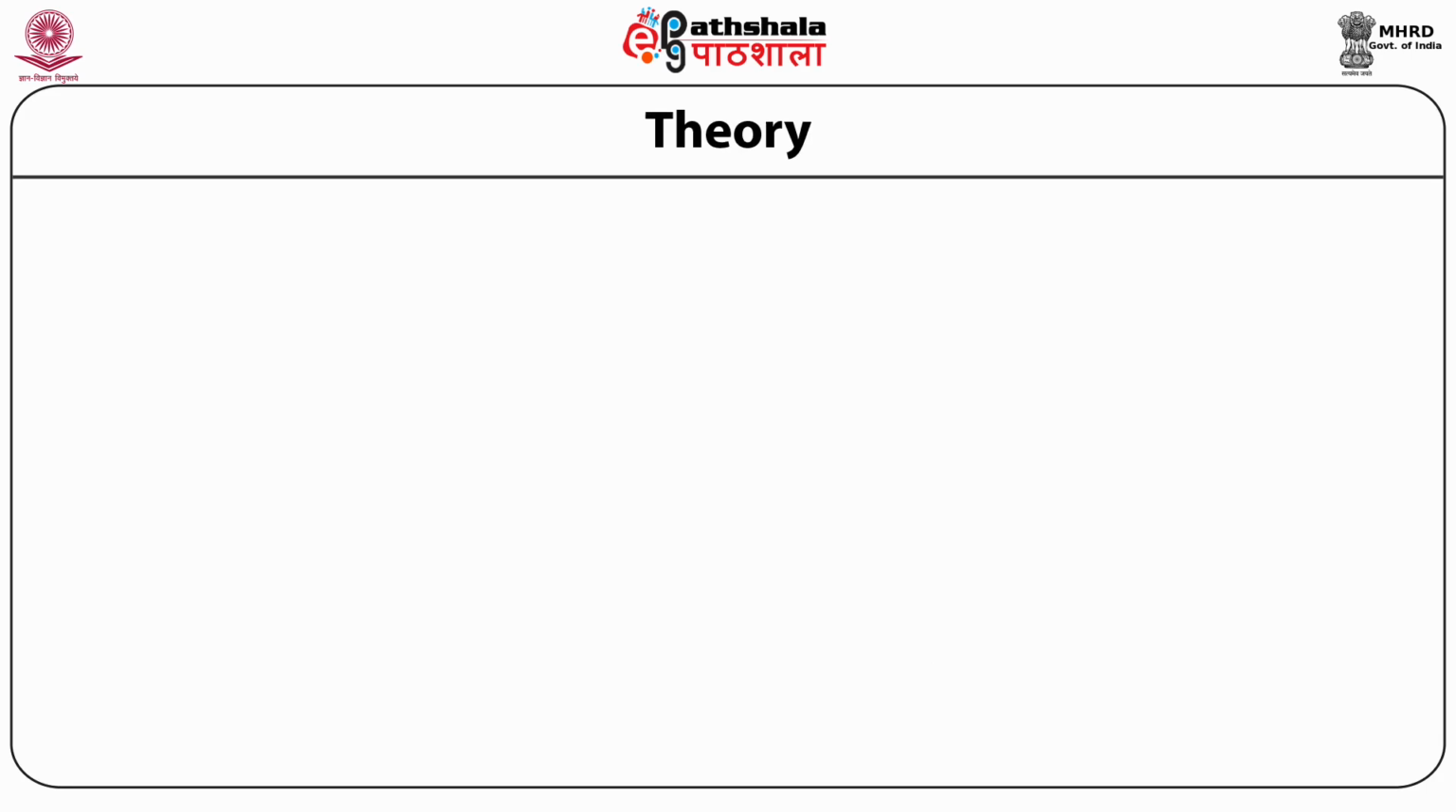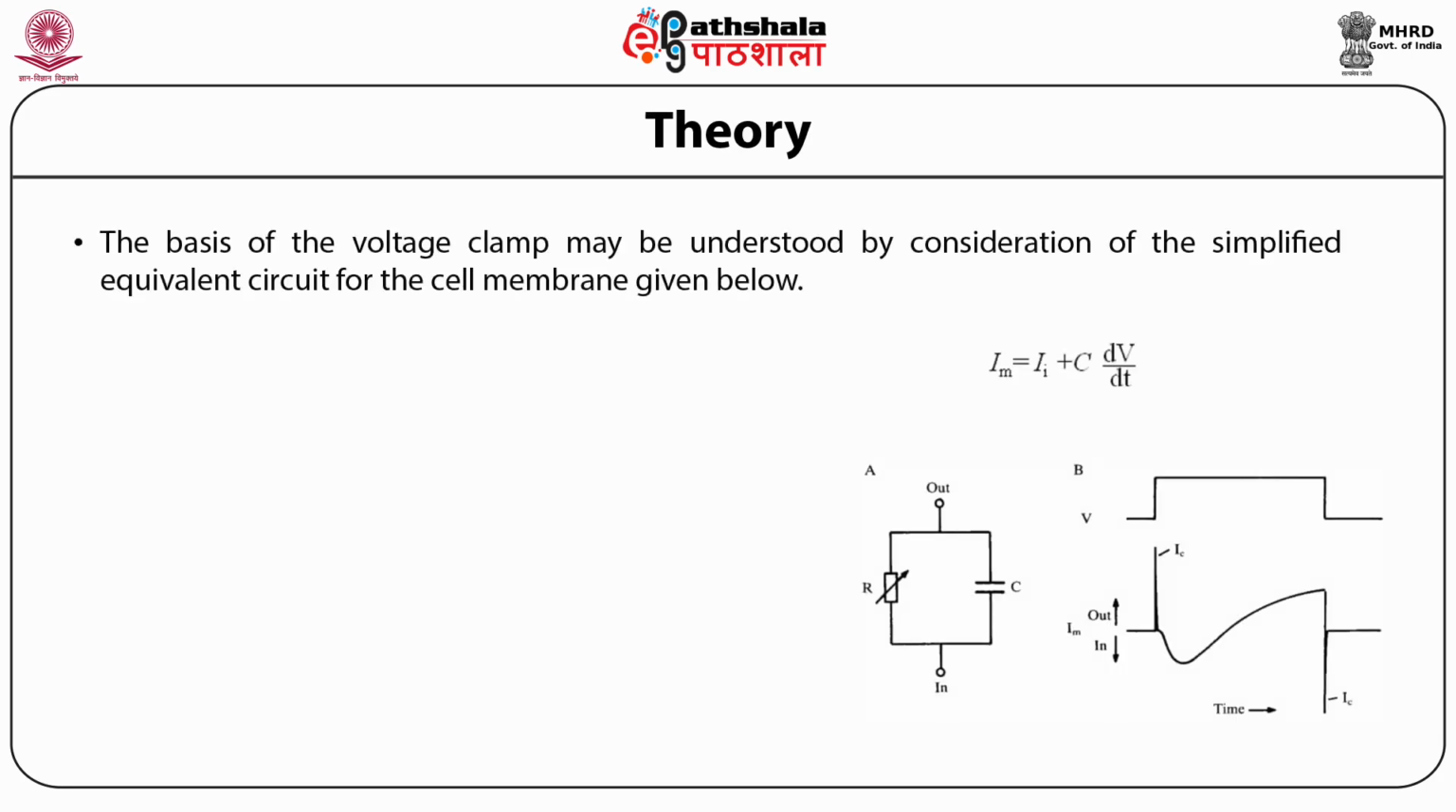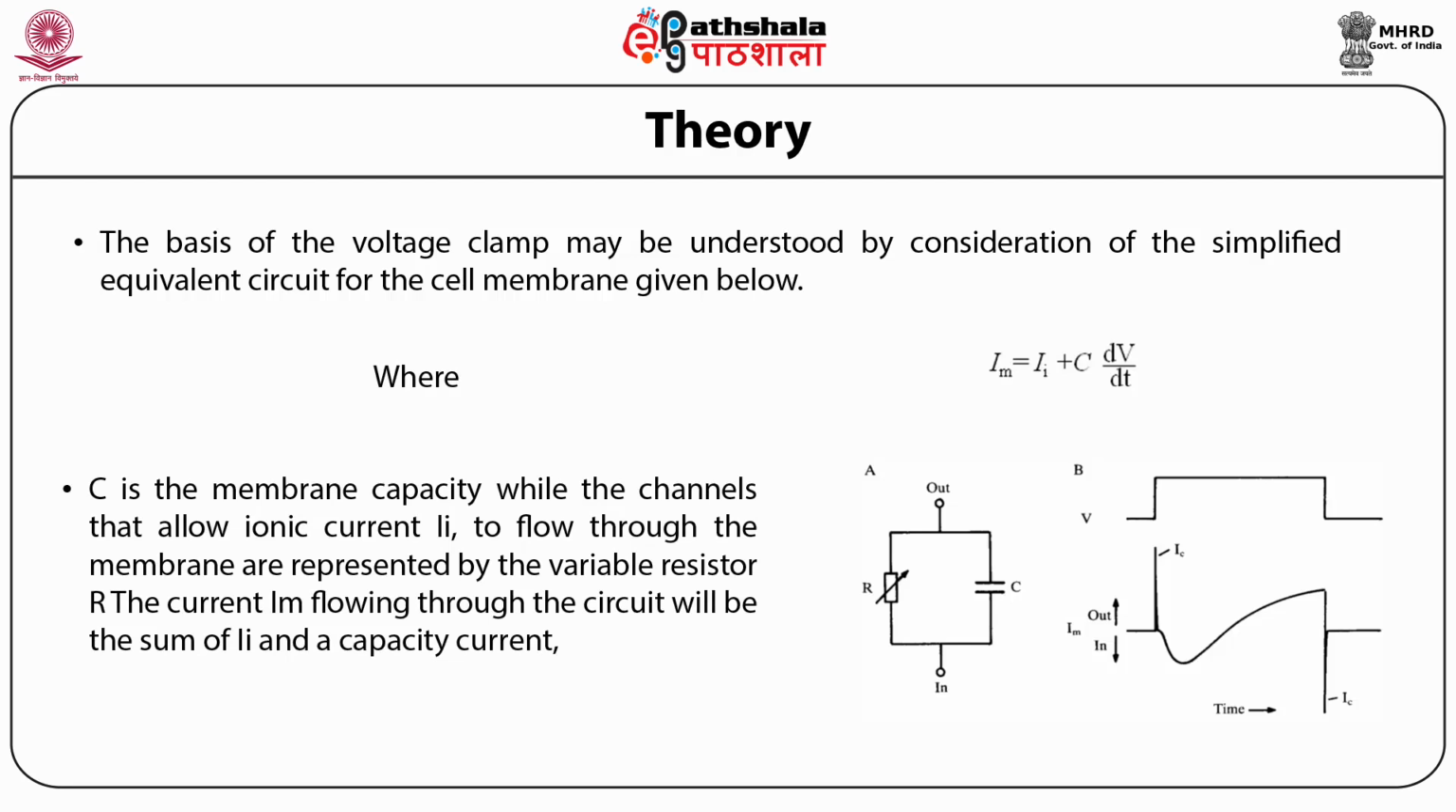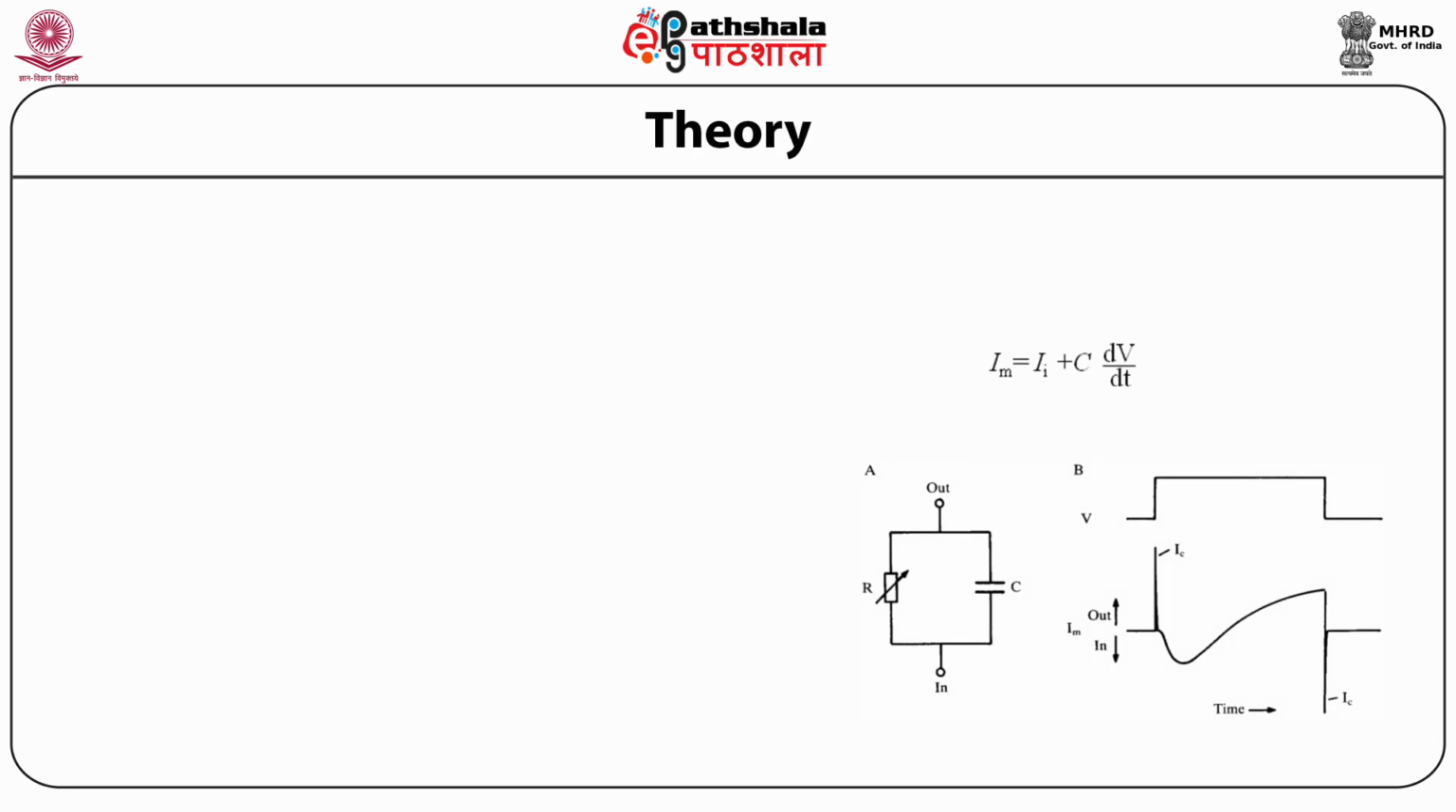Coming to the theory, the basis of voltage clamp may be understood by consideration of the simplified equivalent circuit for the cell membrane given below, where C is the membrane capacity or capacitance, while the channels that allow ionic current Ii to flow through the membrane are represented by the variable resistor R, and the current Im flowing through the circuit will be the sum of Ii and a capacity current. It is very clear from the diagram below.